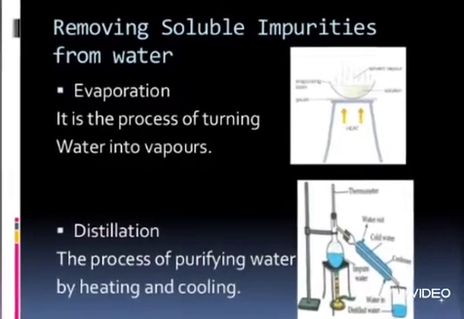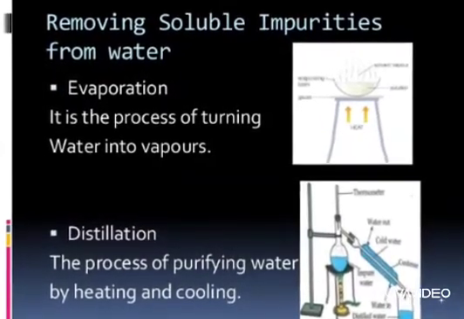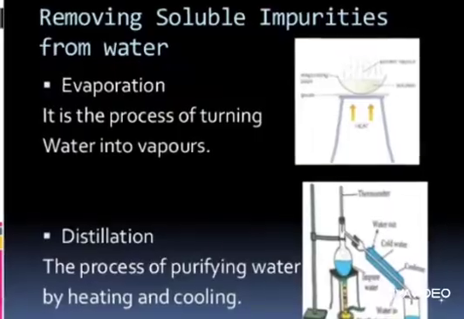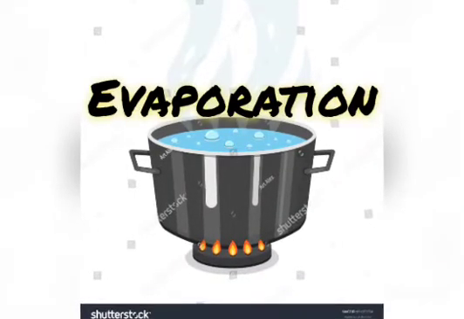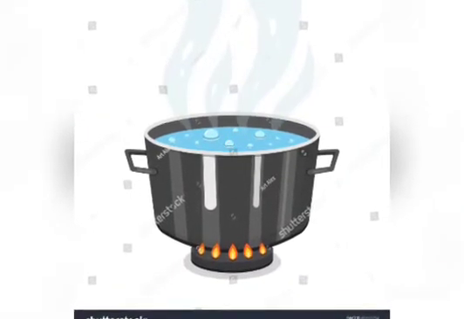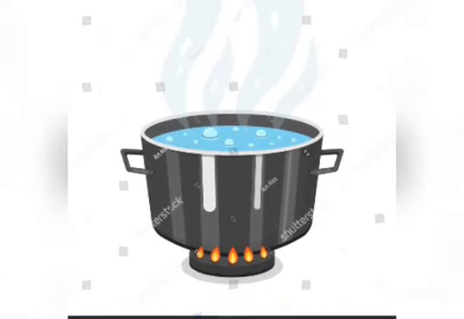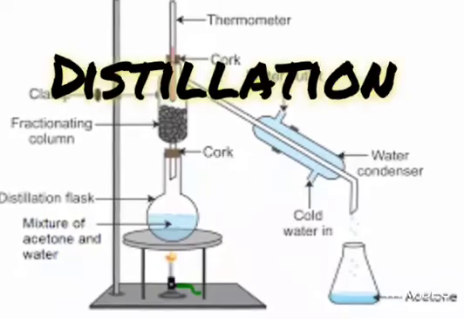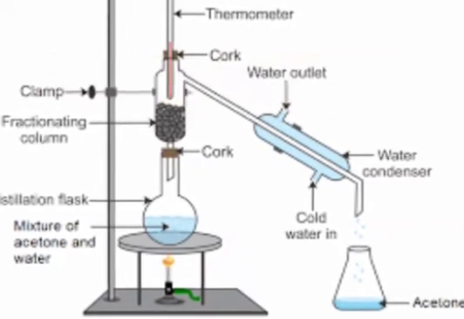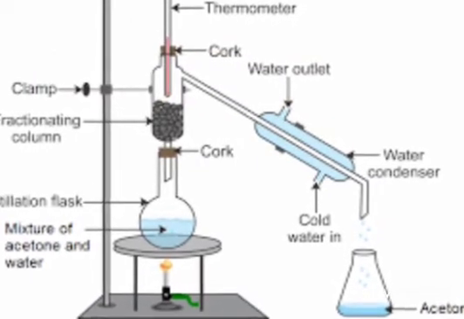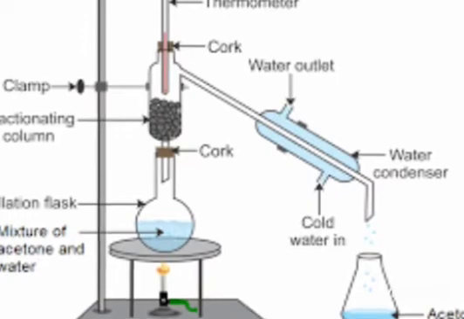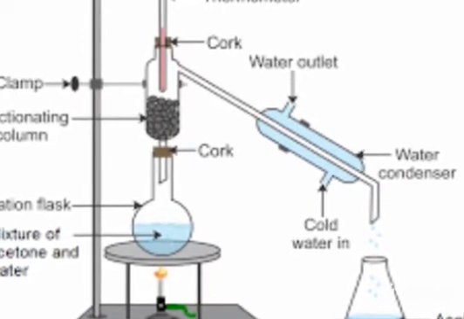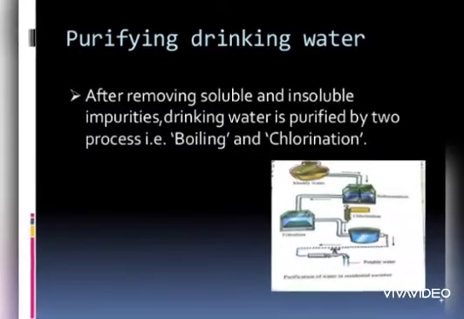Now, let us talk about removing soluble impurities from water. The first method is evaporation and the second one is distillation. Very simple, evaporation is simply boiling the water or evaporating it, right? By this you can remove some soluble impurities from it. Distillation is a very reliable method. See how many apparatus have been arranged for this process, and it is a very reliable method.